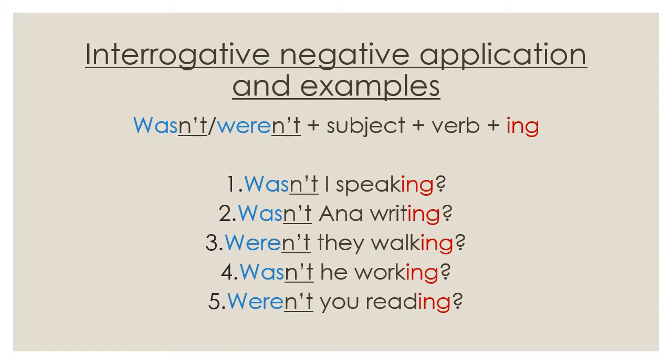There is also another way to make these kind of negative questions, and that is by using the contraction of the verb to be and the word not. So it equals to having the contraction first, then the subject without the word not, and then the main verb plus ing suffix, as we can see. Number 1. Wasn't I speaking? Number 2. Wasn't Anna writing? Number 3. Weren't they walking? Number 4. Wasn't he working? Number 5. Weren't you reading?